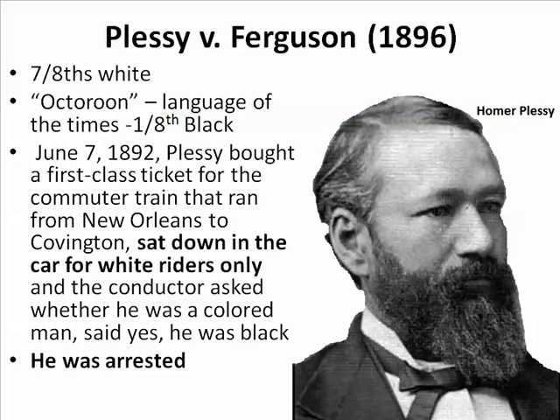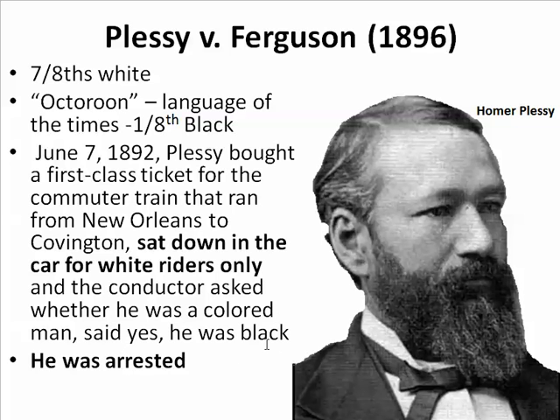In 1892, an octoroon, by the language of the time, this guy here is 1/8 black. It means he's 7/8 white, and they refer to them as an octoroon. But his name was Homer Plessy, and on June 7th, 1892, he bought a first-class ticket for the commuter train that ran from New Orleans, Louisiana to Covington, Louisiana. And he sat down in the car for white riders only, and the conductor asked him whether he was a colored man or a white man.